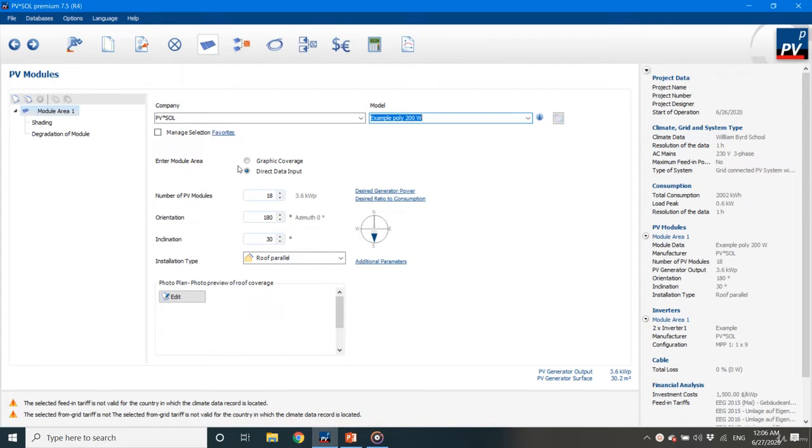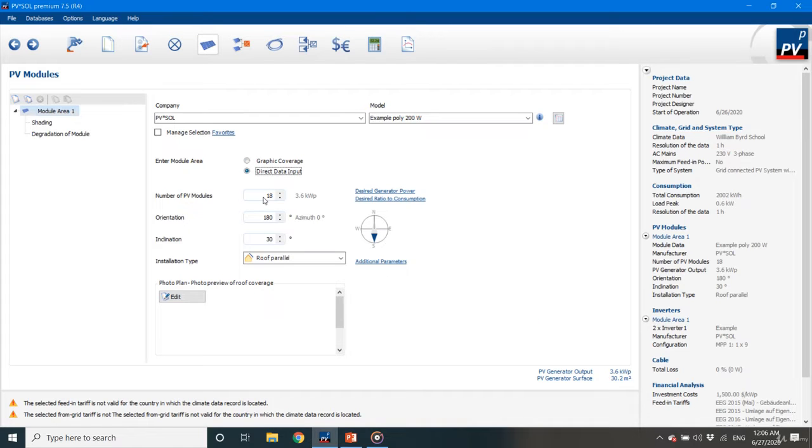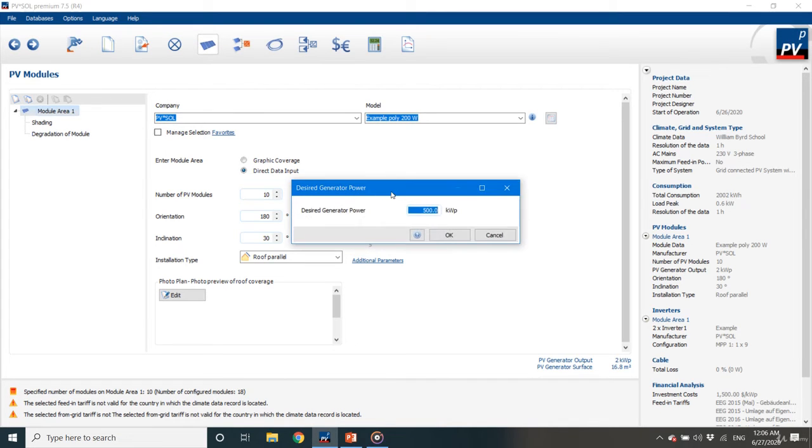We have two methods to enter the number of modules and their orientation. Firstly, DDI or direct data input, and secondly, through graphic coverage by making a 2D model. Let's start with the DDI model. Concerning the number of modules, you can simply enter the number or let PV-Sol calculate the number according to a defined consumption. Desired generator power is the output power of the PV panels or modules at their peak all together.